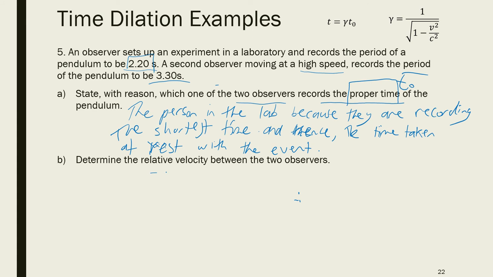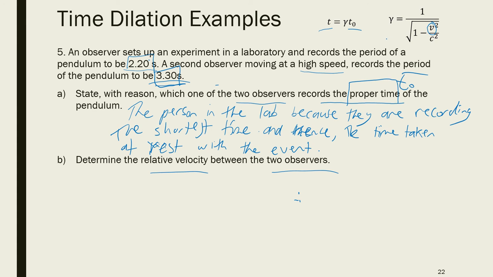So determine the relative velocity between the two observers. So we're not told the speed between them at all. So what we can do though is the following. What do we have? We have the proper time T0, and we have the time as observed by the moving observer. So we've got T, the dilated time. And we want to find the relative velocity between the two observers, the difference in velocity between them. So we want to find V.